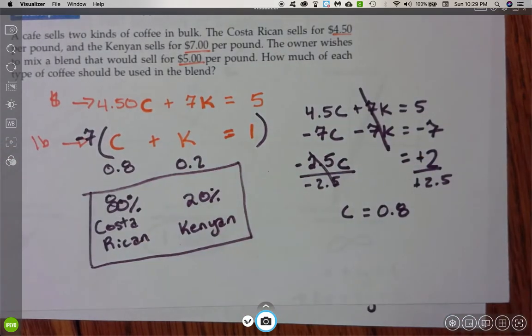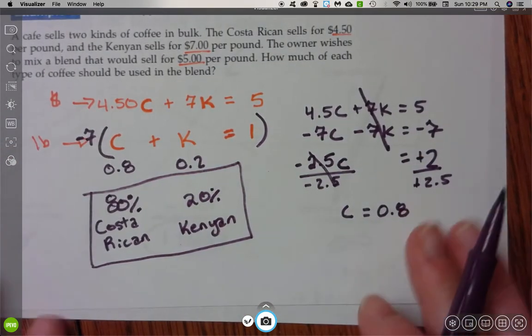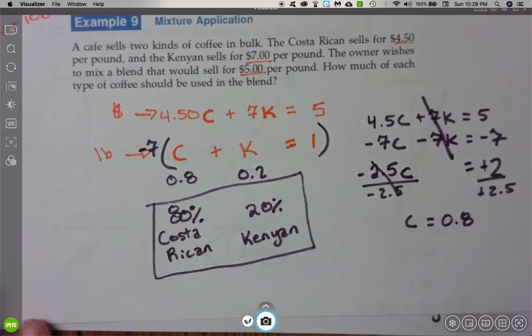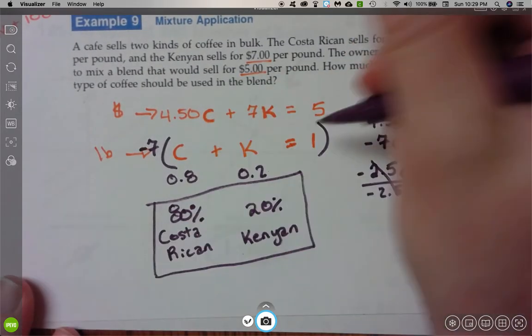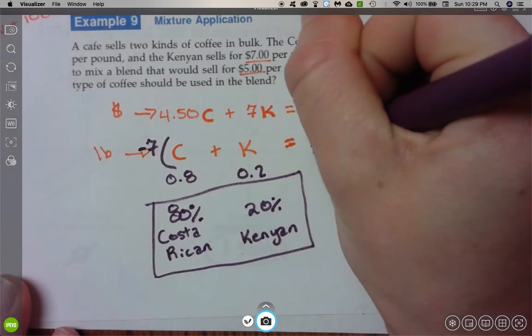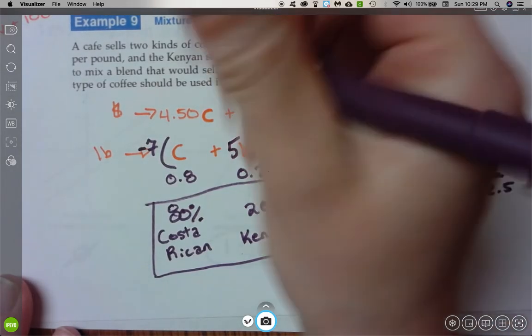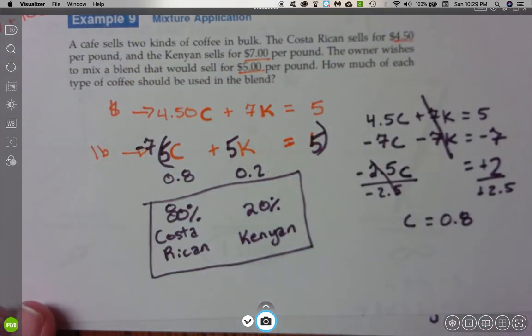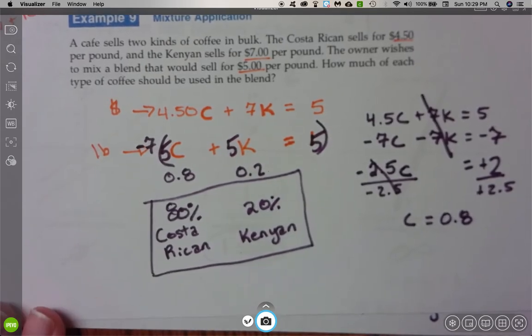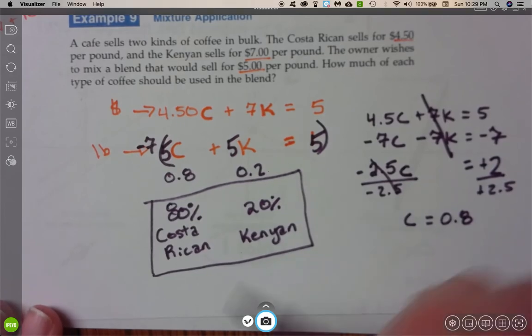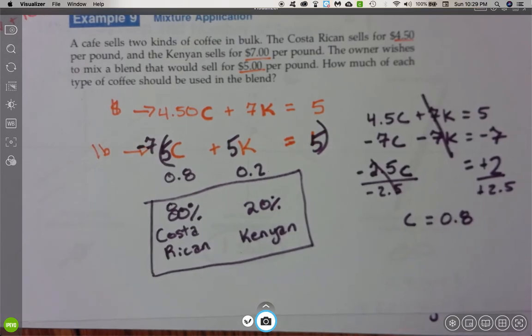That was kind of a weird system setup. We could have done 5 pounds here if we wanted to, but this would just end up being 5K, 5C, and then we would have the same type of scenario. We're just adding up to be 5 pounds or whatever. Once you get the equations, it's not too hard to figure out the algebra. But there you go.